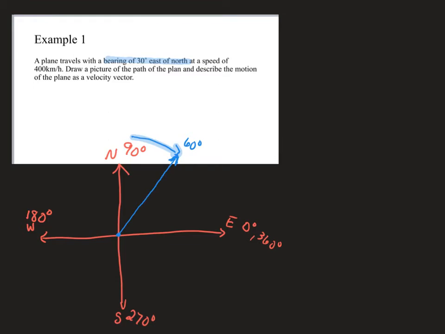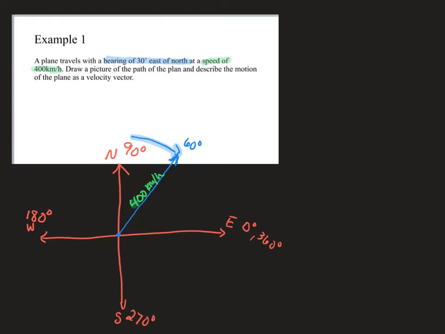Okay, so once I've got that angle drawn, I need to know the magnitude or the length of this vector. The magnitude we just talked about for velocity is speed. So speed here is my magnitude. This is going to give me a length that this vector is moving. It's moving with a speed of 400 kilometers per hour. So I'm going to mark that this vector is moving at 400 kilometers per hour. Okay, so there's my plane that's been drawn. So this is the motion that the plane is heading in.